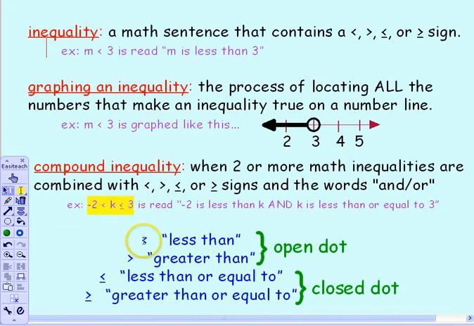All right? So these are the symbols: less than, greater than, less than or equal to, greater than or equal to. And I put these little notes on the side. When you're graphing, these less than or greater than are going to be open dots. They're open circles when you're putting them on the graph. If they have the line under them, that means the variable could also be equal to that number. So we put a closed dot when we graph those.